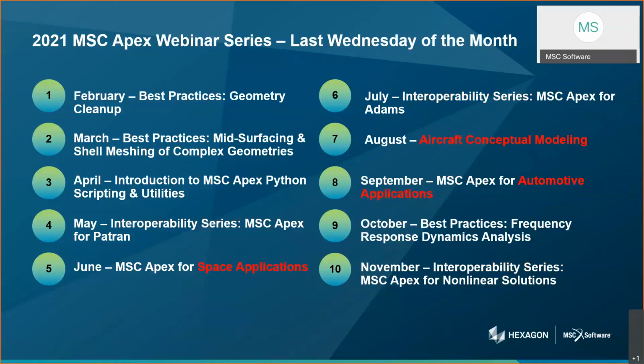All right. Now, a few of you also said, well, what about my specific industry? And we said, okay, let's take some of the most popular ones and the most asked about ones that are currently using MSC Apex. And the 3 top ones are space applications, aircraft conceptual modeling, like internal loads and conceptual aircraft sizing, and automotive applications. So things like mid-surfacing and shell meshing for, say, an LS-DYNA crash model, or if you have an injection molded plastic part or something like that in the automotive industry. So those are the 3 that made it there.